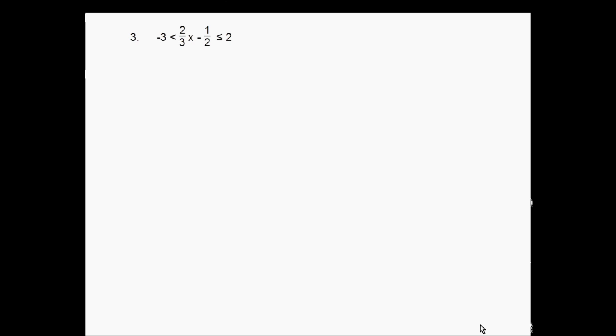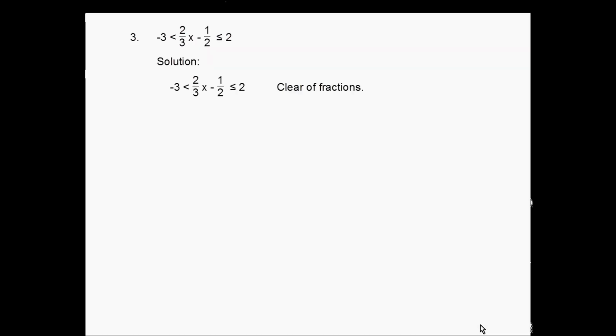Let's take a look at another. Number 3. I have negative 3 is less than 2/3 x minus 1/2, which is less than or equal to 2. So let's see, we've got some fractions. I want to clear fractions. The LCD for 2 and 3 is 6, so we're going to multiply everything by 6. So I'll have negative 18 is less than 4x minus 3, which is less than or equal to 12.